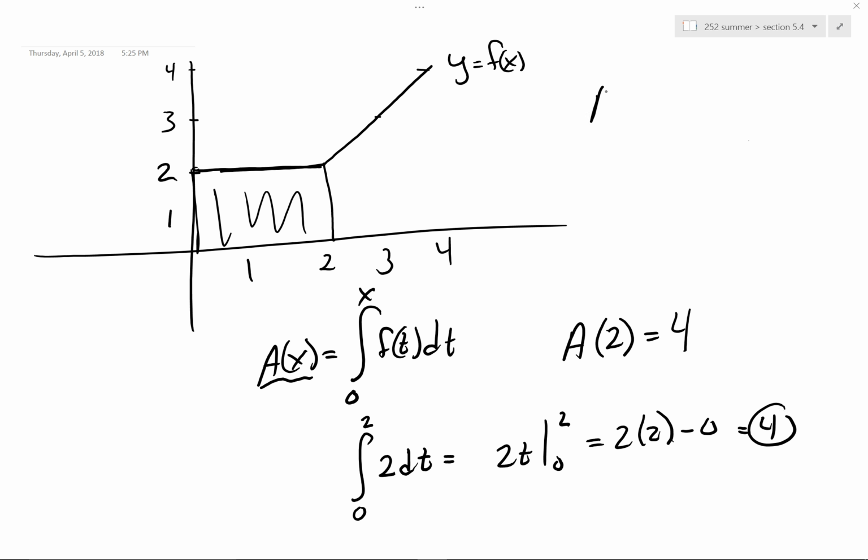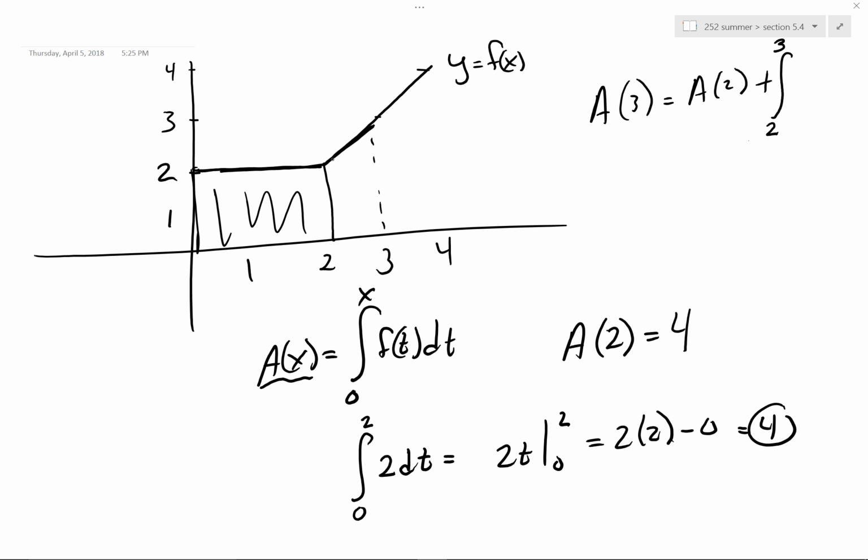Now you might say, well, what is A of 3? Well, A of 3 would be equal to A of 2, is that correct? Plus the integral from 2 up to 3, is that true? In other words, I need to add this little skosh on right here, yes?